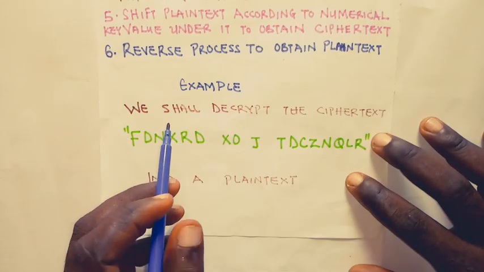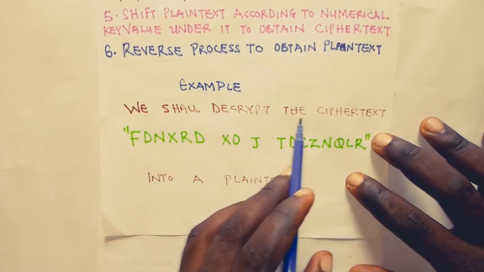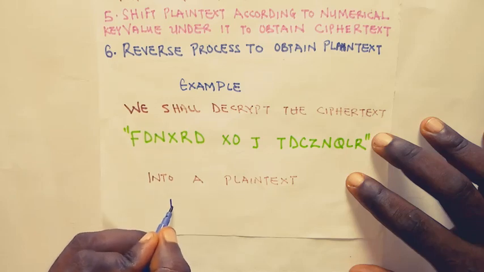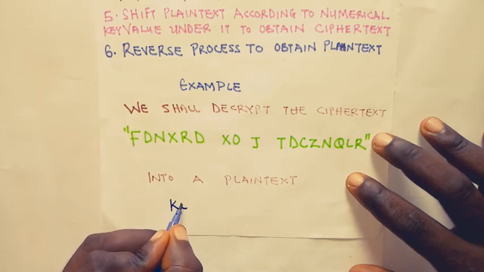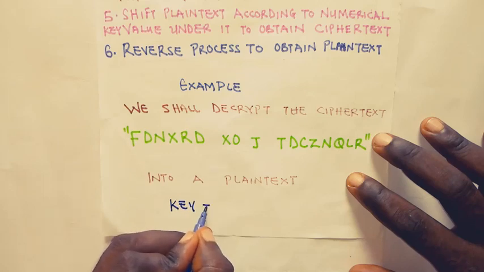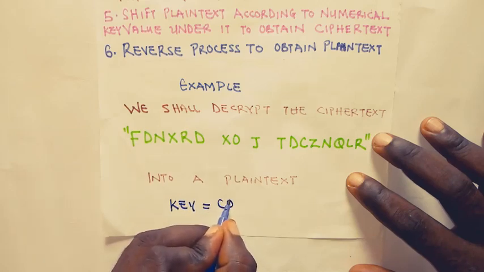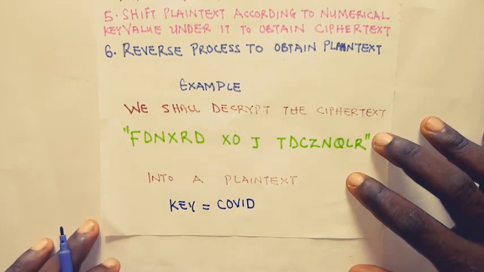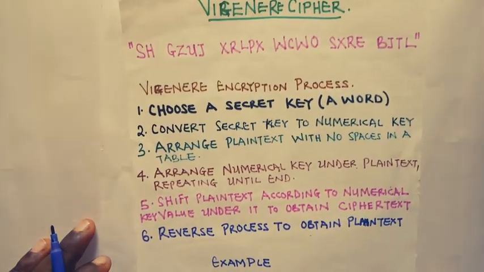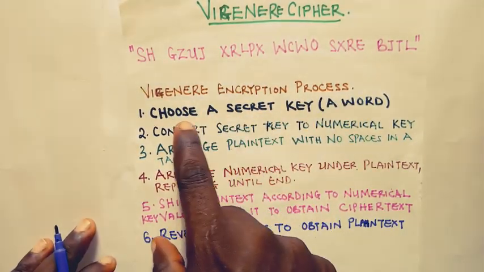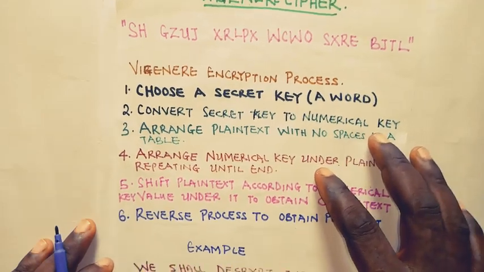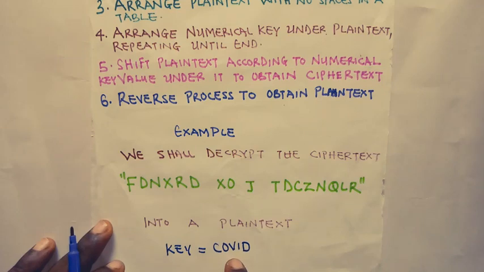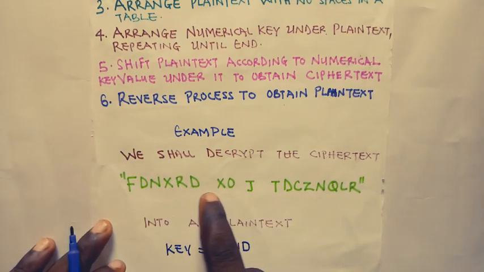Okay, as an example, we shall decrypt the ciphertext, this, into a plain text. Note this key, the secret key, is equal to COVID. That is the secret key, and I have satisfied this number one requirement to choose a secret key. So COVID has been chosen as the secret key that was used to encrypt this.